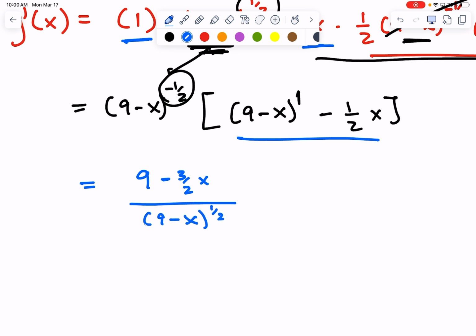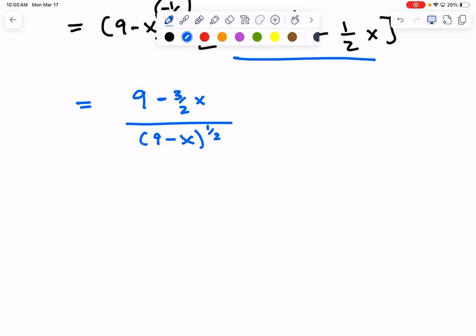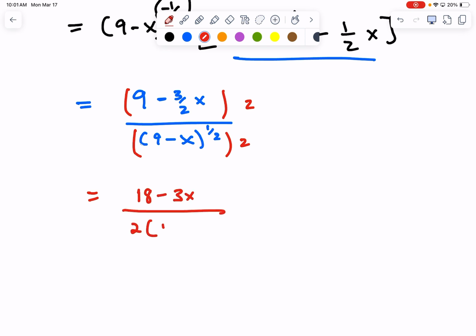I'll move that to the basement. I would clean this up a little bit. Don't make a big deal about this. Just clear the fraction out. How can I clear the fraction out? Multiply the whole top by what? No, I just want to get rid of the denominator. Just by 2. Multiply the whole top and bottom by 2. But you have to multiply everything by 2. So then we're going to have 18 minus 3x over 2 times the quantity 9 minus x to the 1/2, because I can't distribute that 2 because it's to the 1/2 power.